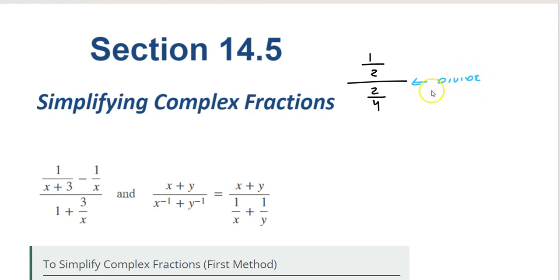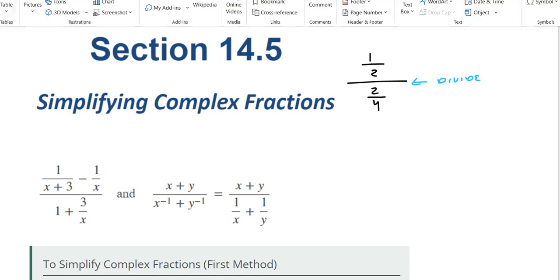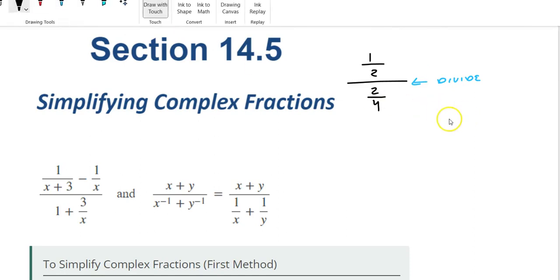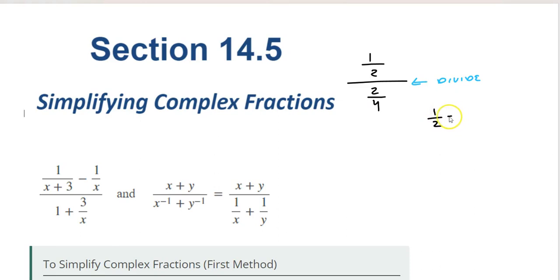Okay, so if I wanted to rewrite this, I could always rewrite this in this form. I basically have 1/2 divided by 2/4, but we also know that we can't divide, so this is going to equal 1/2 times 4/2. Okay, and that crosses out. You've got 2/2, which is going to end up equaling 1. This works exactly the same way.